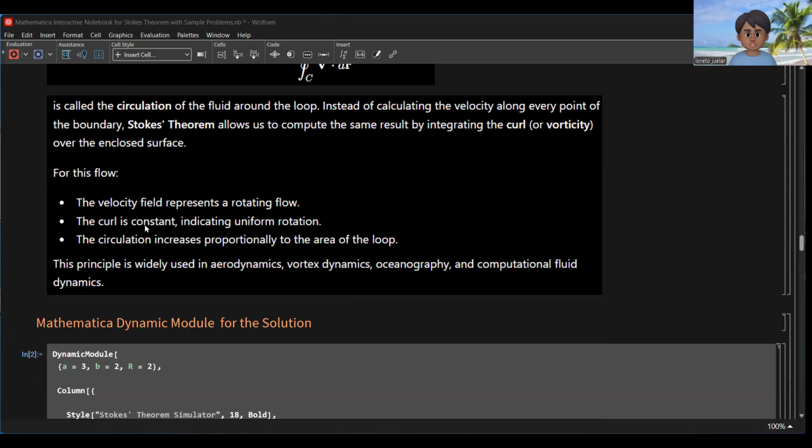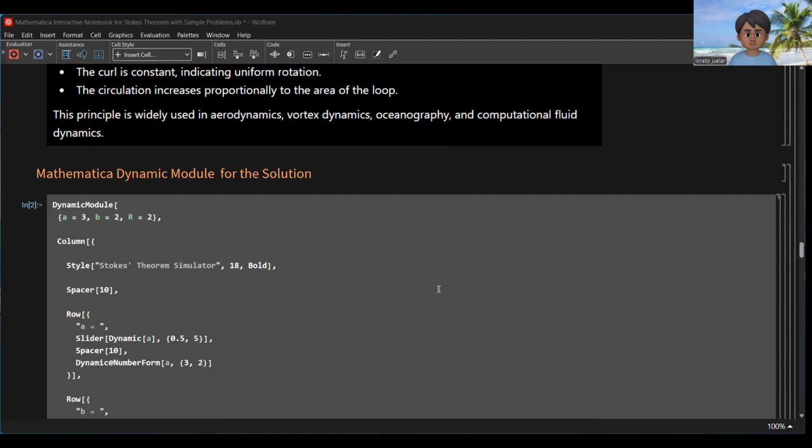For this flow, the velocity field represents a rotating flow. So the curl is a constant, indicating uniform rotation. So the circulation here increases proportionally to the area of the loop. This principle is widely used in aerodynamics, vortex dynamics, oceanography, and computational fluid dynamics.